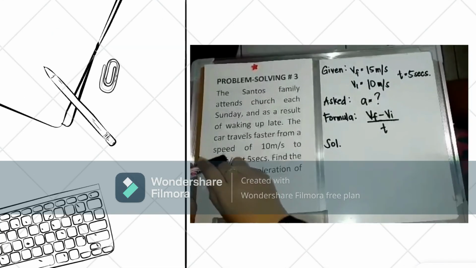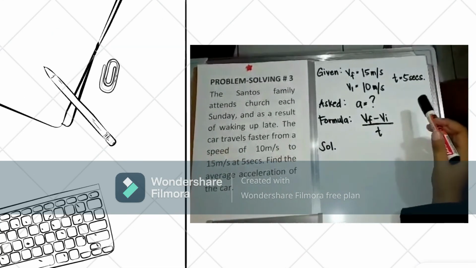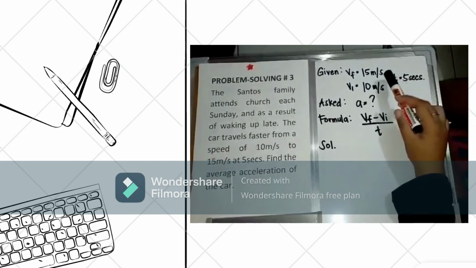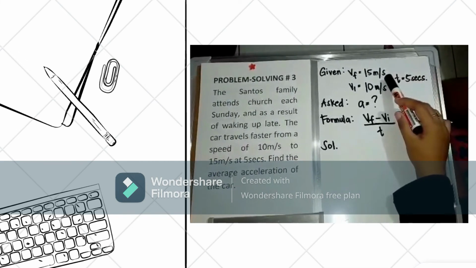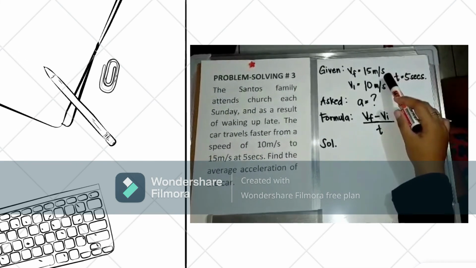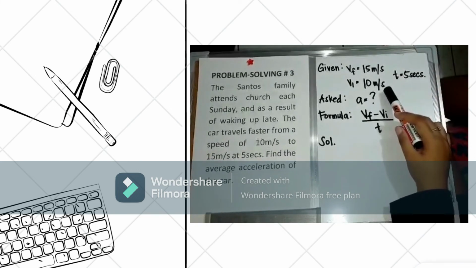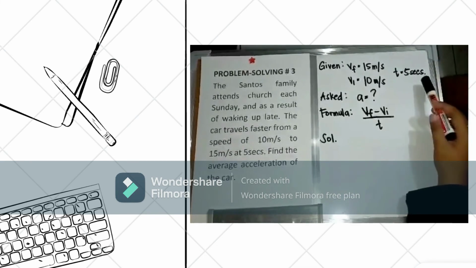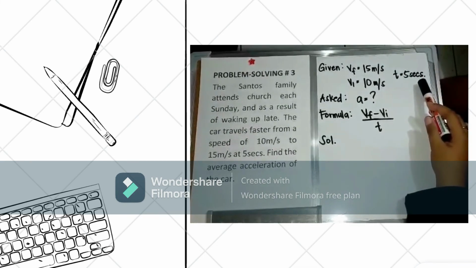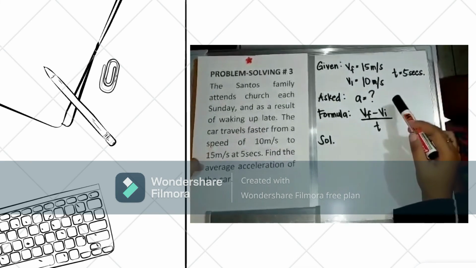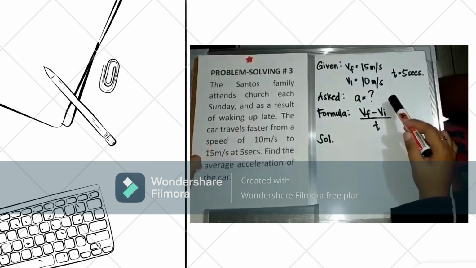So the first thing is to identify the given. Final velocity, which is equal to 15 meters per second. Initial velocity, which is equal to 10 meters per second. And time, which is 5 seconds. So what is asked in the problem is the acceleration of the car.